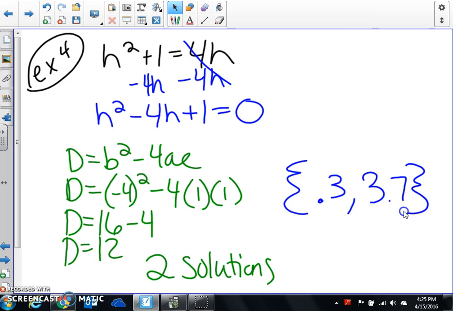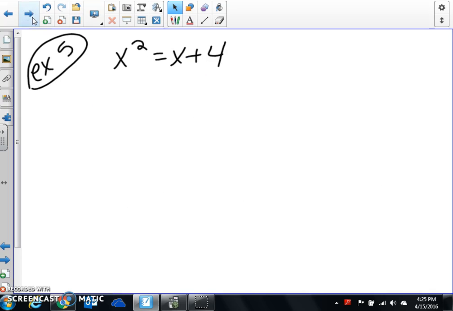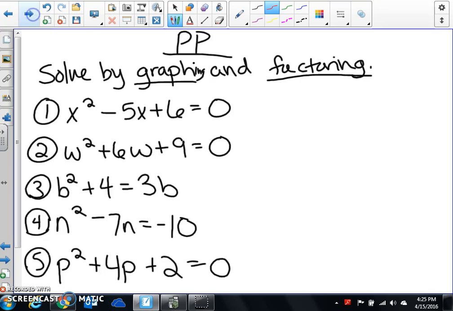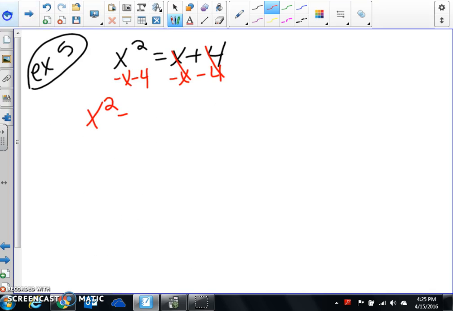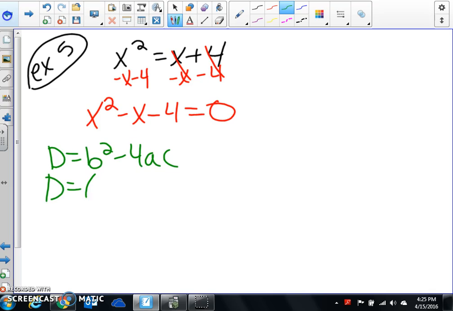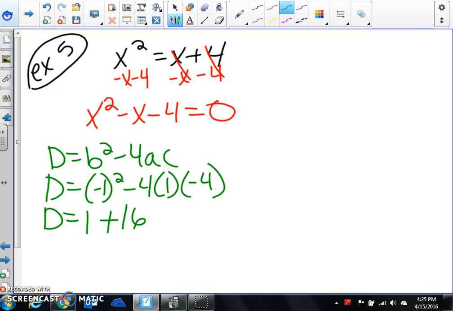Those are my solutions. And we can't factor that. That's why we're getting decimals. So, we'll go more over that in class. Last one, we subtract x and subtract 4 over. I think at least. Do I have it? No. Okay. So I have x squared minus x minus 4 equals 0. Okay. So I do my discriminant. Discriminant equals 1 plus 16. Discriminant equals 17.